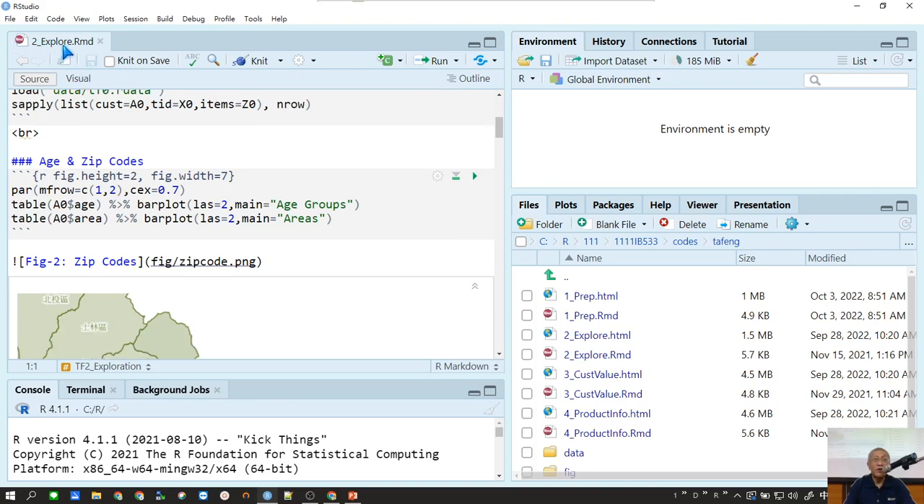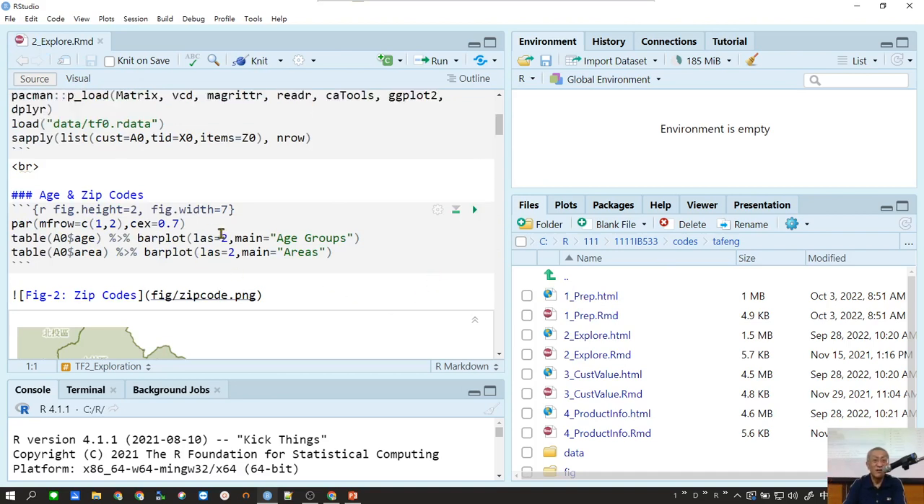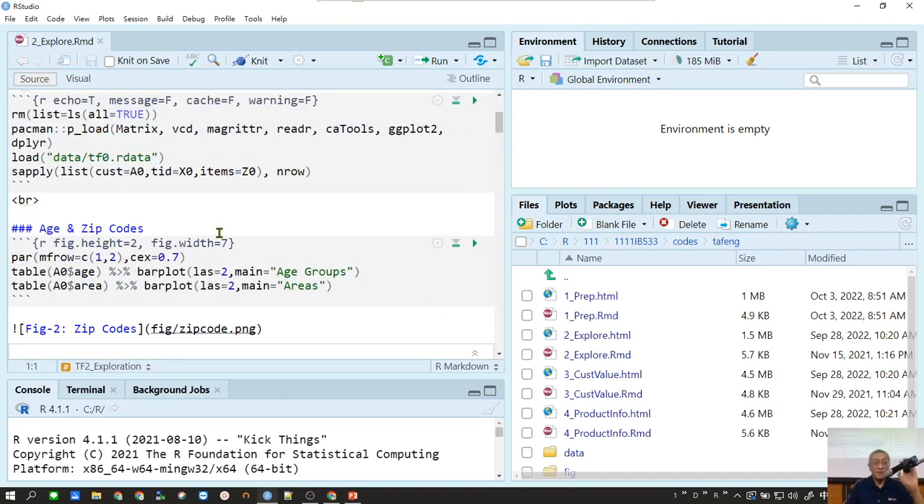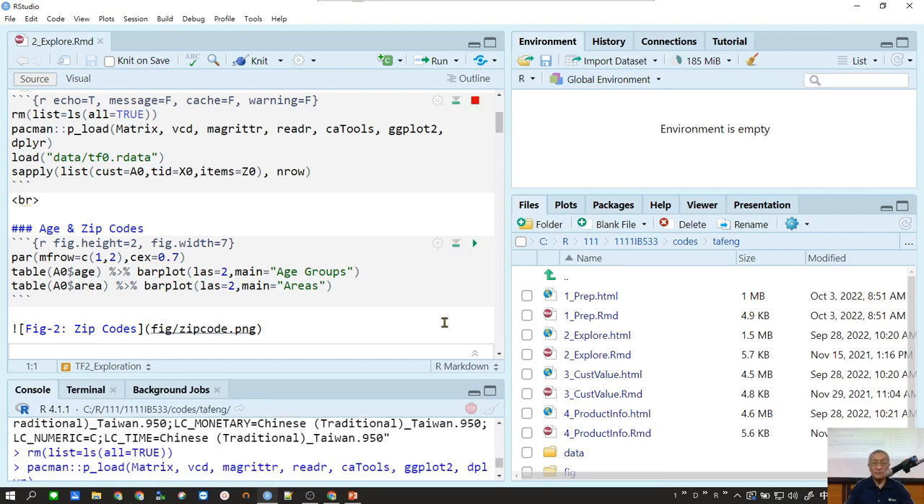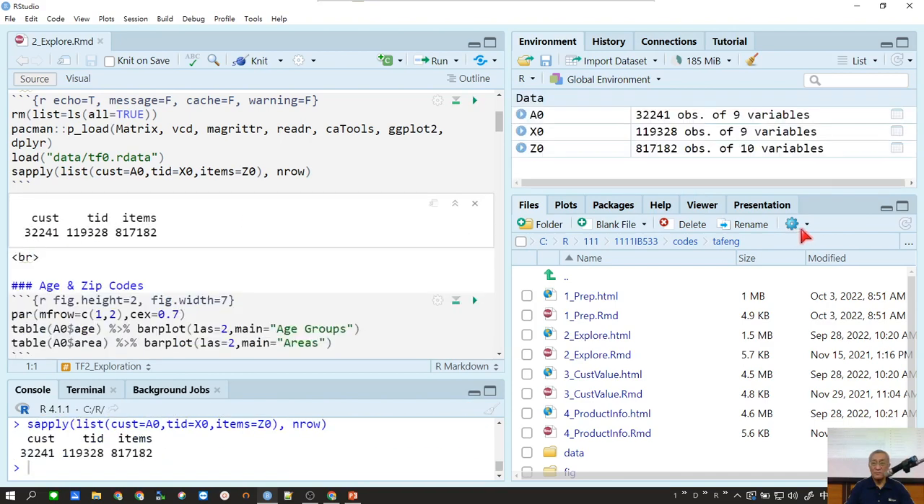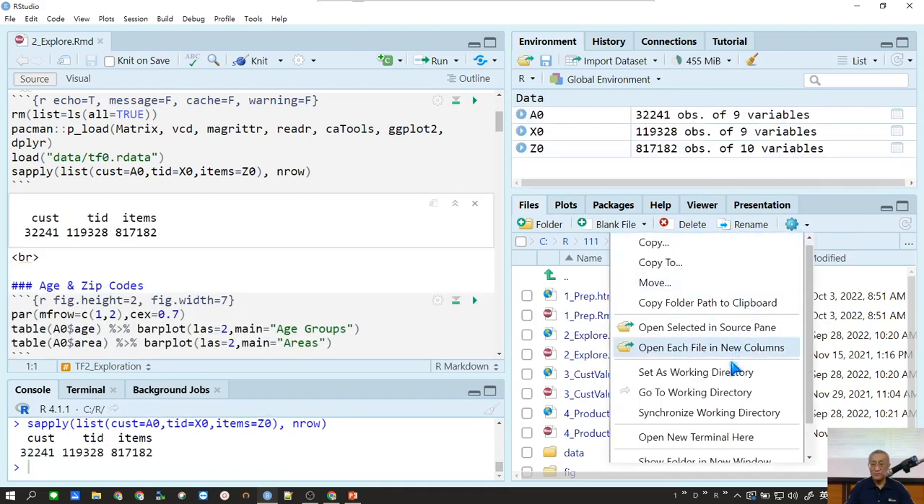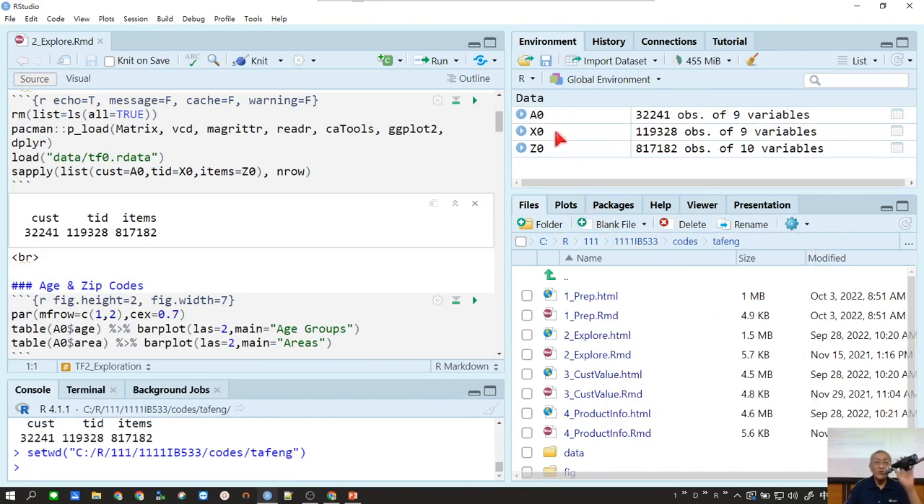Let's start from exploration, right? Because this preparation, we already did that. Okay, so we have 3 data frames, right? Okay, and in this data frame, this is the product item, right? And this is the transaction, right? And this is customer, right?